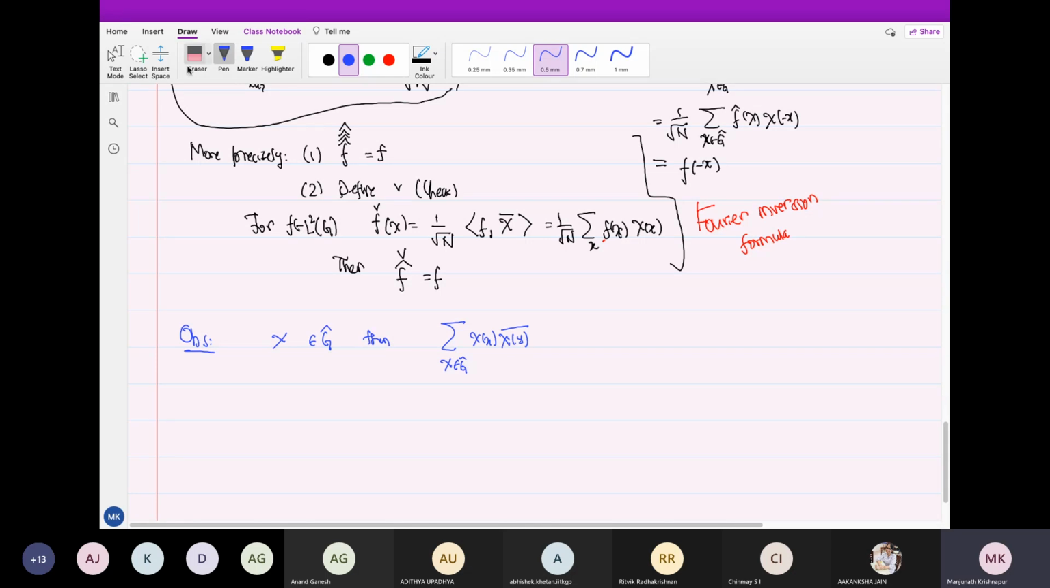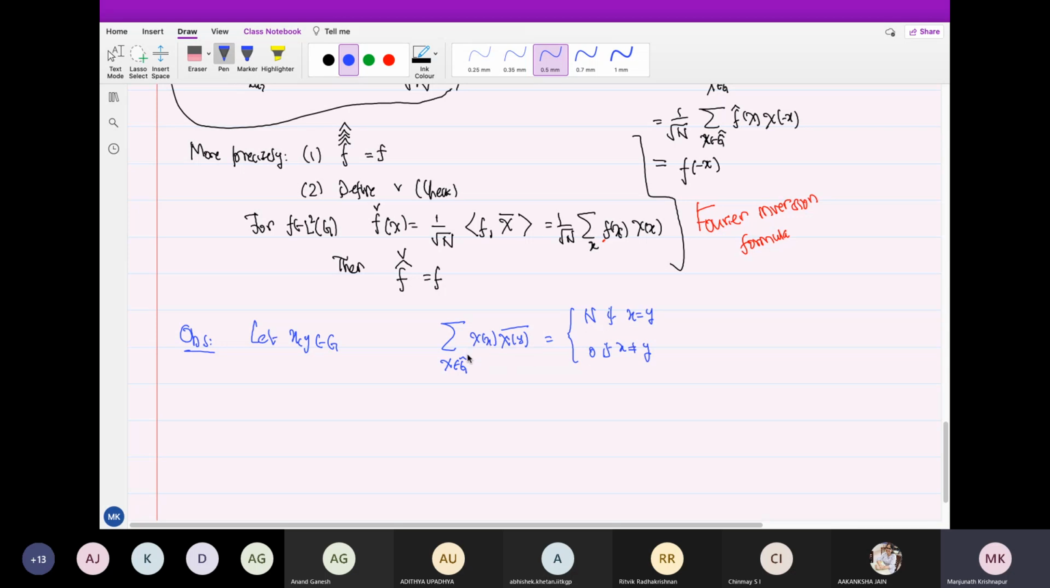Actually, I'm fixing x and y. Fix 2 points in the group and sum over all chi. So I say that you will get n if x equals y and 0 if x is not equal to y. Because when x equals y, the absolute value is 1, and n times you get n.